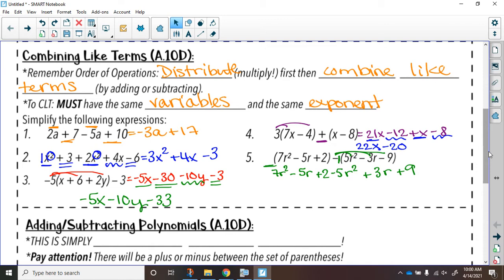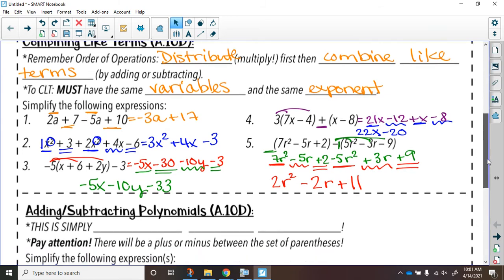And then we combine like terms. So I'm starting with my r squareds. We have a 7r squared minus 5r squared, so 7 minus 5 is 2r squared. Then I have a negative 5r that I can combine with positive 3r, which leaves us with negative 2r. And then positive 2 plus 9 gives us positive 11. And that would be our final answer.